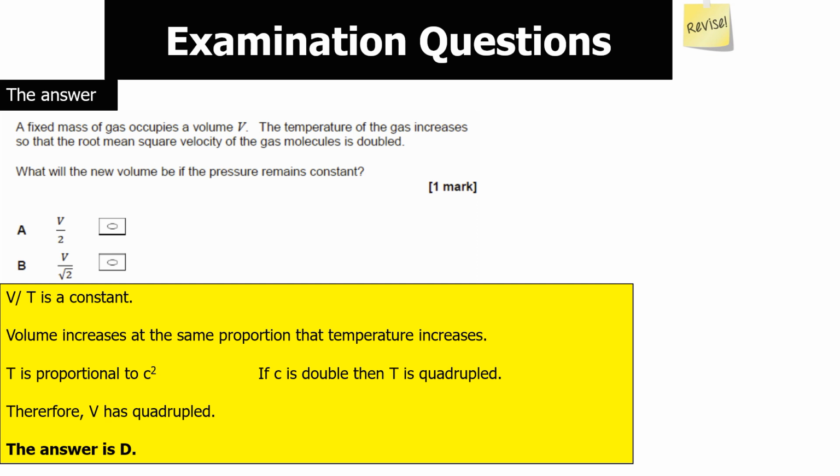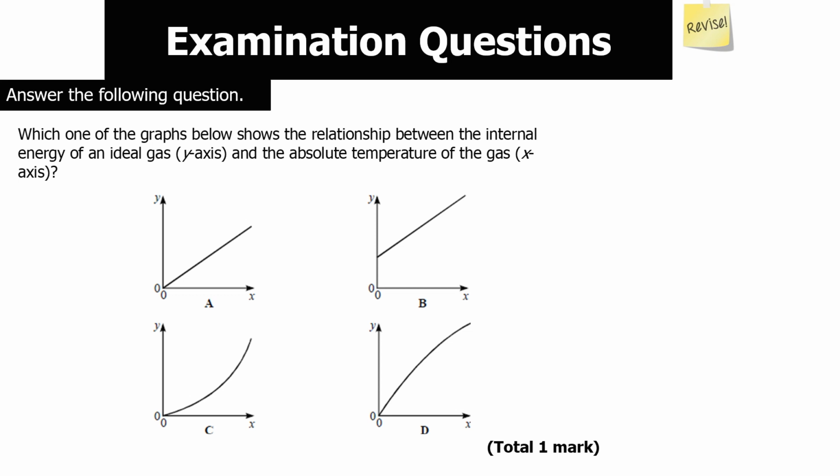answer is D. The next question says, which one of the graphs below shows the relationship between the internal energy of an ideal gas and the absolute temperature of the gas? So pause the video now, then unpause the video when you want to go through your answer.